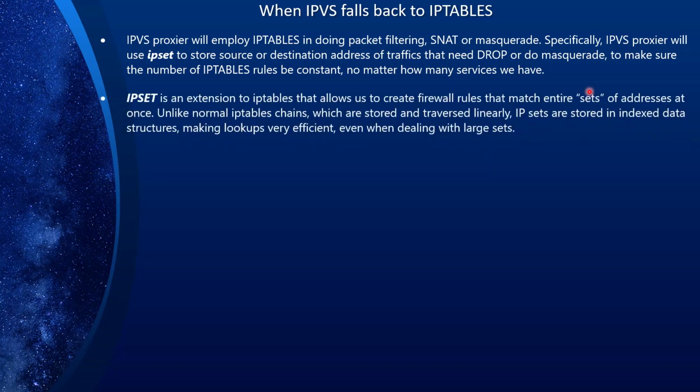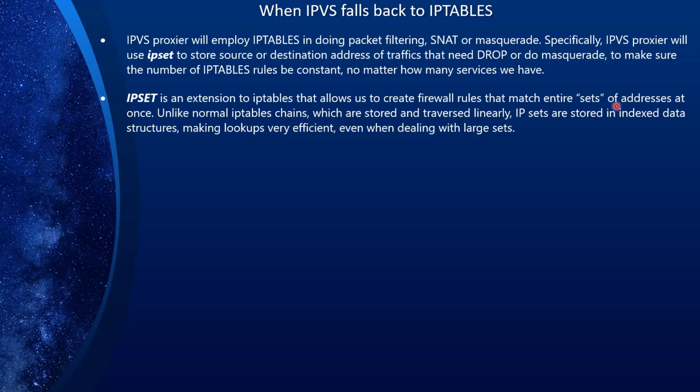ipset is an extension to iptables that allows us to create firewall rules that match entire sets of addresses at once. Unlike normal iptables chains, which are stored and traversed linearly, ipsets are stored in indexed data structures. So basically, these are indexed tables, which are a lot faster, much faster than iptables. So you don't really get the hit that you would get if you were using primarily iptables.